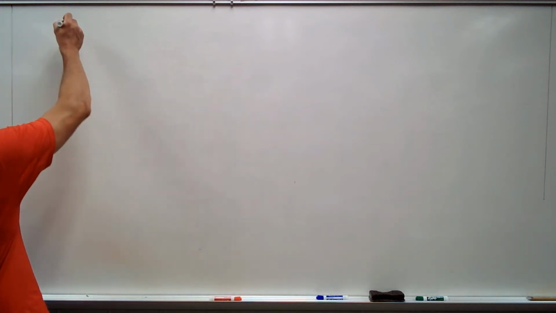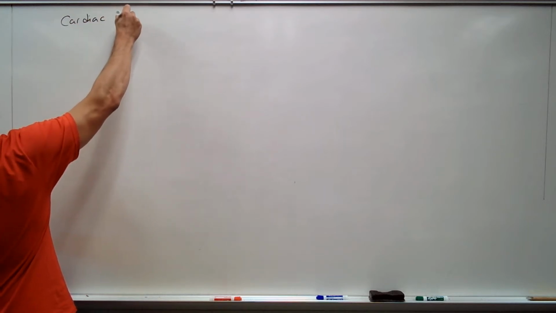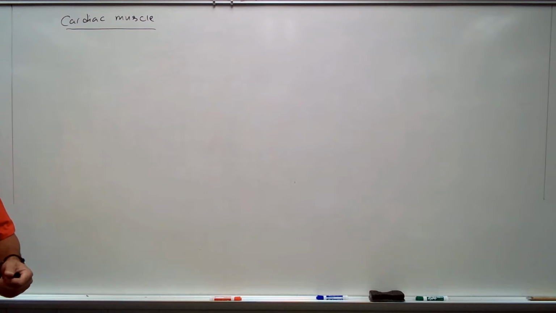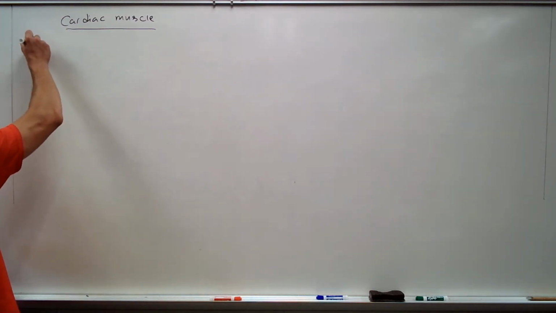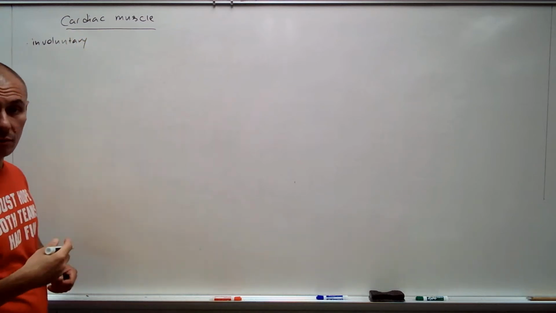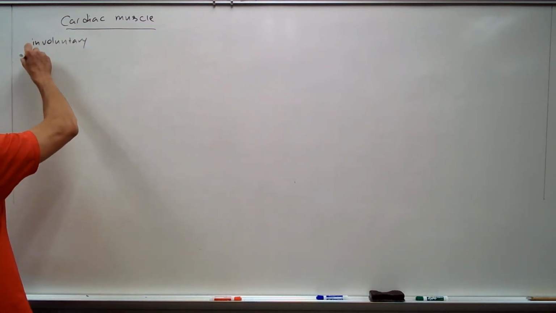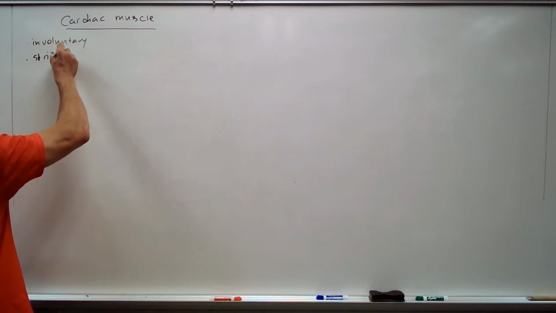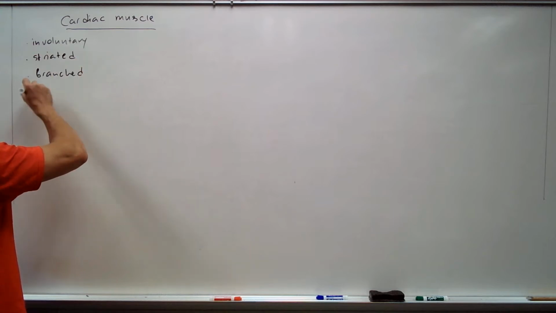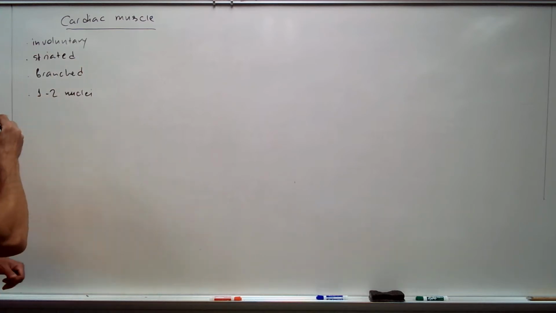So this is going to be kind of a scattered conversation. Certain things are fairly obvious. Involuntary, right? You can voluntarily contract, right? Striated, branched, 1 to 2 nuclei. Okay.